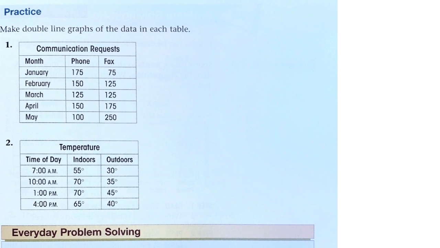So let's do a double line graph for the data in the table. Communication requests. So I see months from January, February, March, April, May. So we've got 5 months of communication requests via phone and via fax. So we know we're making a graph, so I'll make the up and down line at the side and the side to side line. Our intervals will be the number of requests.